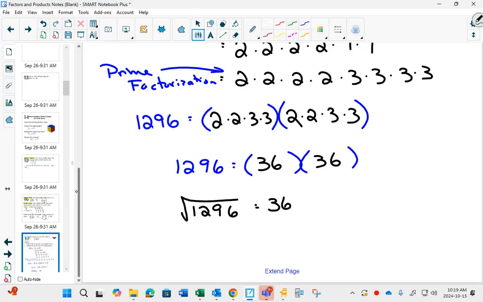If you had a calculator, make sure you can type in the square root button on your calculator and get square root of 1296. If you don't know where these buttons are, make sure you take some time right after class during break. Come bring your calculator and say, how do I do this on my calculator? Because each calculator is a little bit different.